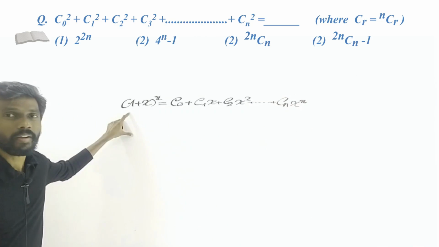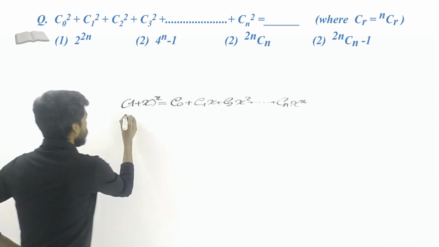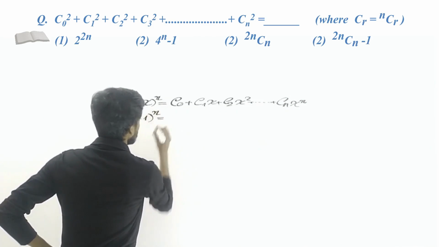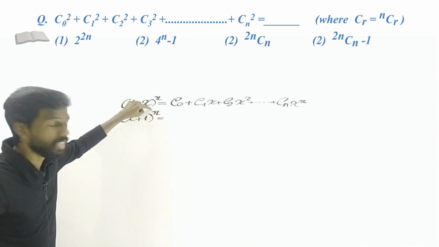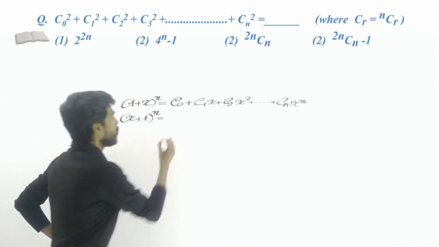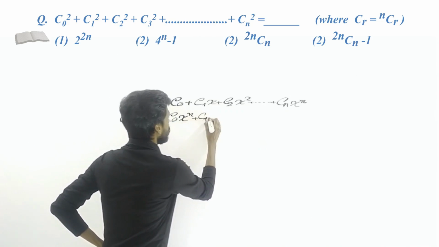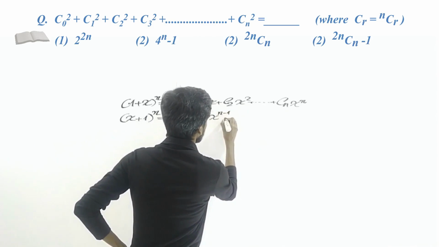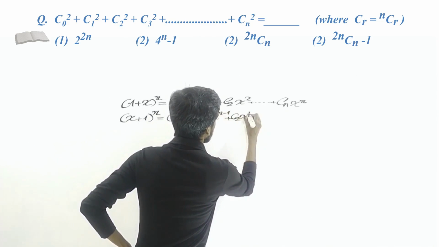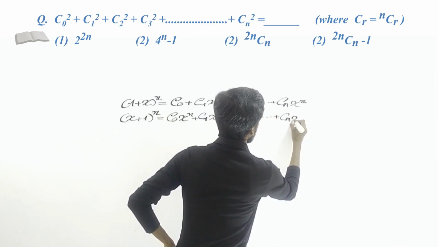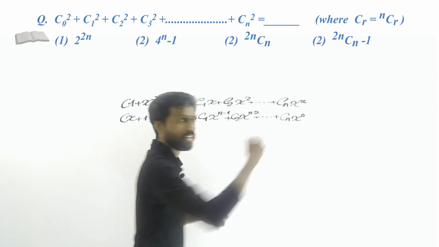Now here we write the same thing again, but in the reverse order, or maybe you can write it as x plus 1 to the power n. What is x plus 1 to the power n? nC0 x to the power n. So that means C0 x to the power n plus C1 x to the n minus 1 plus C2 x to the n minus 2. So like that, last Cn x to the power 0, or Cn.